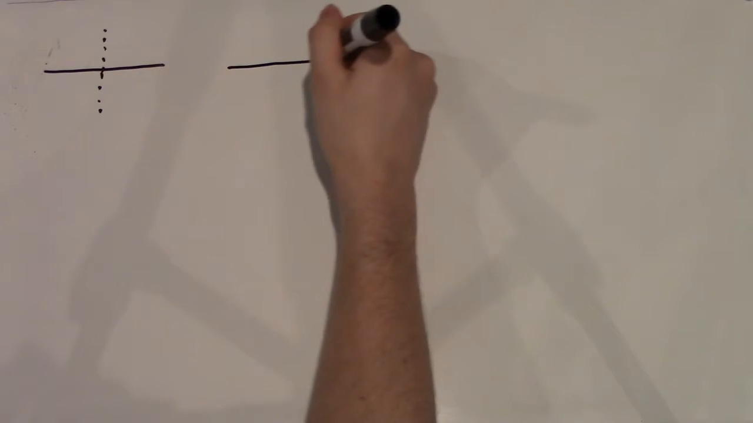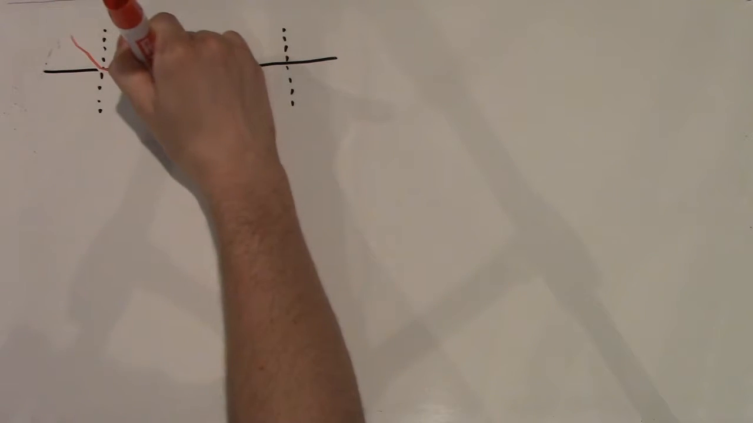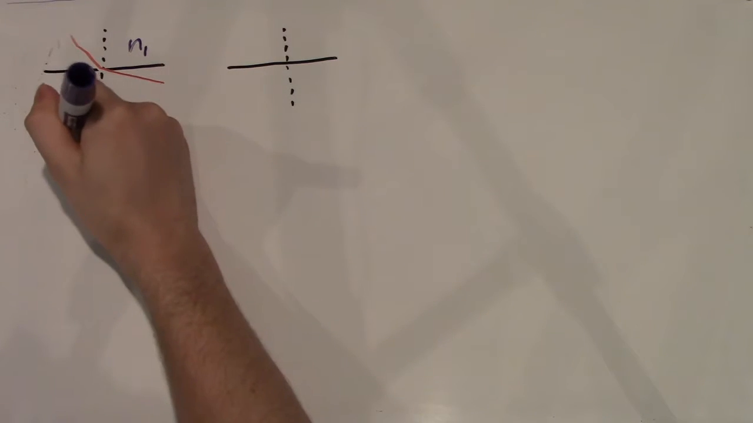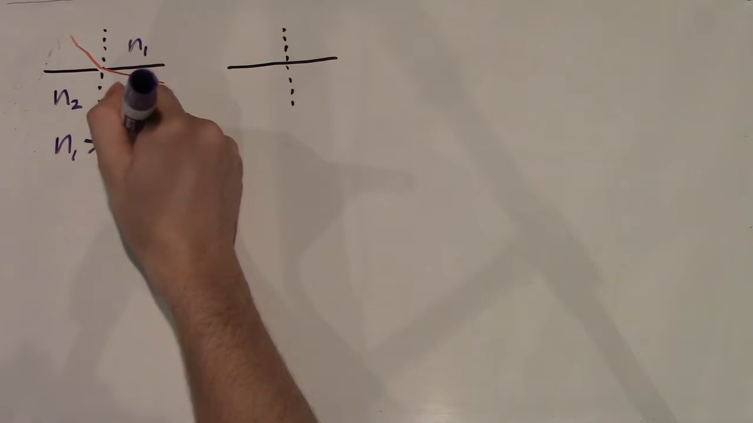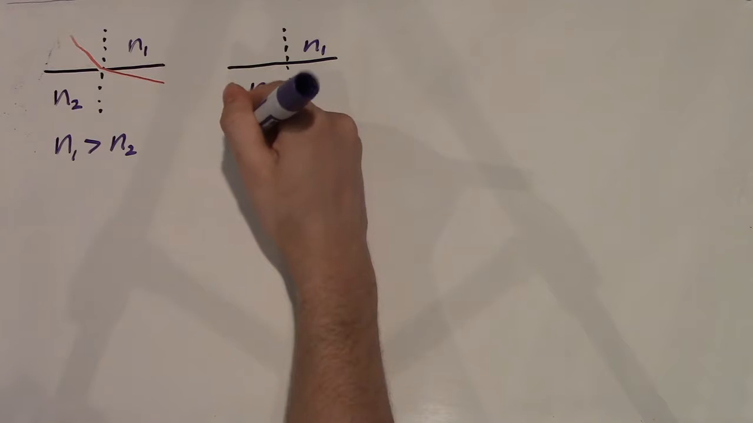According to Snell's law, when light travels between two materials that have different indexes of refraction, the light bends. If it goes from a high index of refraction to a low index, it bends away from the normal line. While if it goes from a low to a high index of refraction, the light bends towards the normal line.